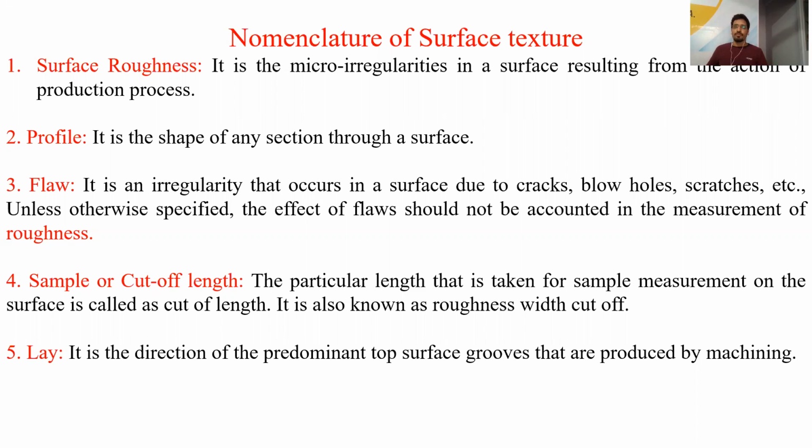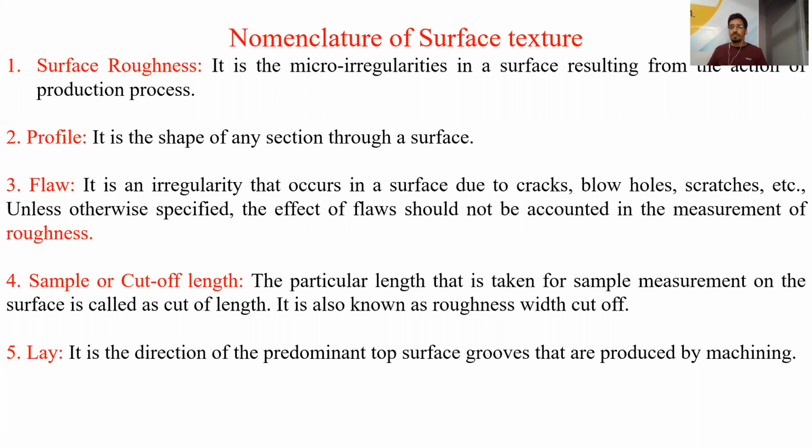Next is flaw. Flaw is what? It is an irregularity that occurs in a surface due to cracks, blowholes, scratches. Unless otherwise specified, the effect of flaw should not be accounted in the measurement of roughness, because these are mostly irregularities which are present during the manufacturing of raw material, for example during the casting process, during the forging process, etc.